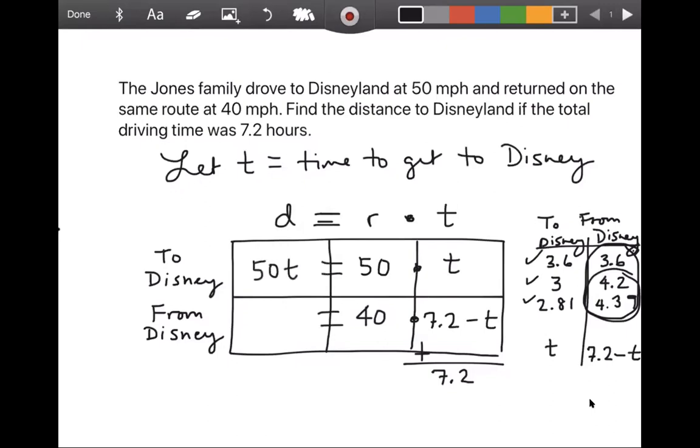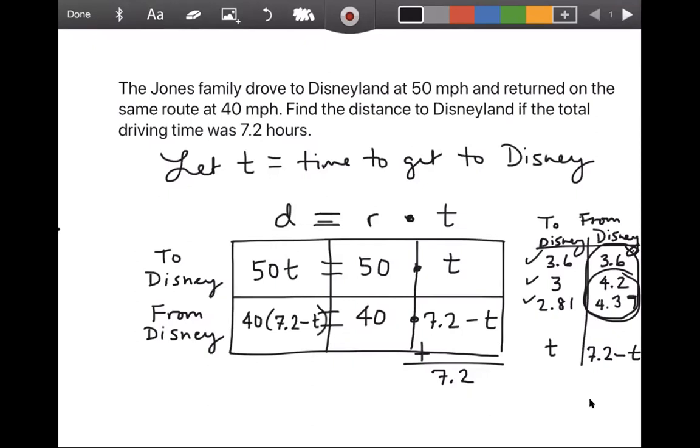And if it took 7.2 minus T hours to get home, driving 40 miles an hour, then the distance home is 40 times 7.2 minus T. Okay. All right, so now we have to come up with an equation that will allow us to solve for T.